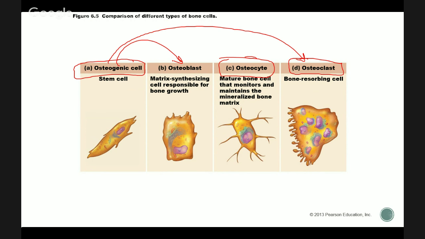So the first one that we see to the right of the osteogenic cell is the osteoblast. This is the immature bone cell.